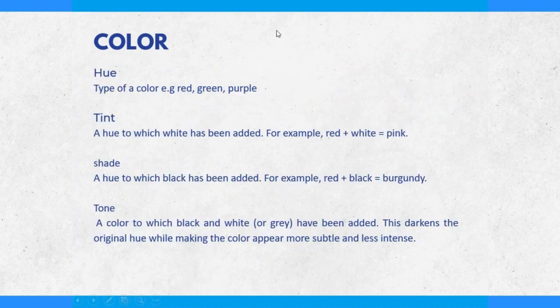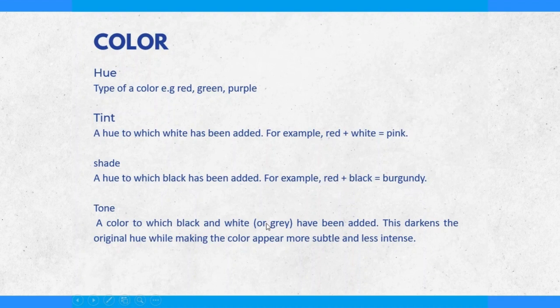Now, let's look at different terminologies I should understand when it comes to color. We have hue, which is a type of color. So you can have a red hue, green hue, a purple hue. Now, when it comes to tint, you have a hue to which white has been added. So when you add white to red, you have pink. So you can say pink is a tint of red. When you add black to red, you have a burgundy color. You can say burgundy is a shade of red.